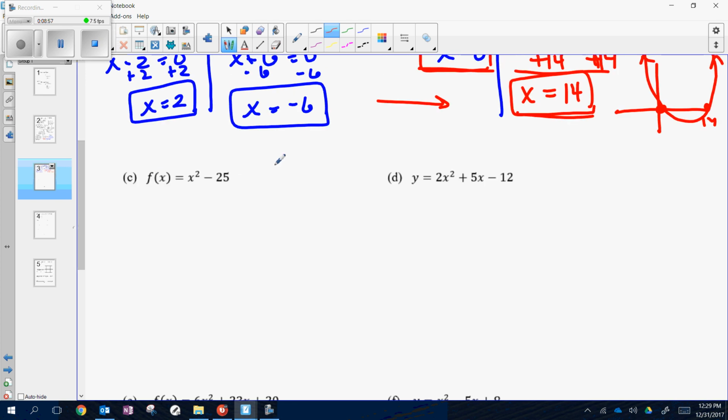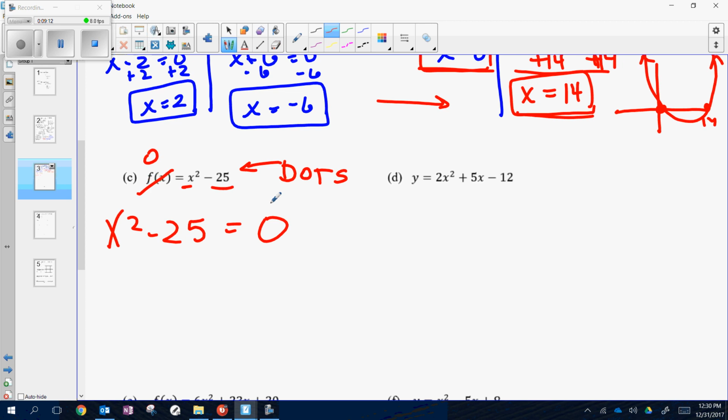All right, let's look at this one. We haven't seen one of these in a while. If you remember the whole difference, I called these dots in my class, difference of two squares. To factor this, x squared minus 25 equals 0. We're replacing our function with 0. This is a perfect square minus a perfect square. So this was x and x, 5 and 5, plus and minus.